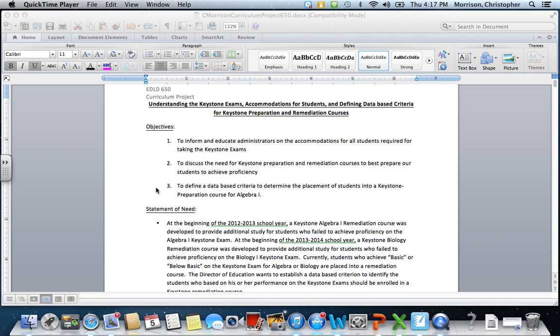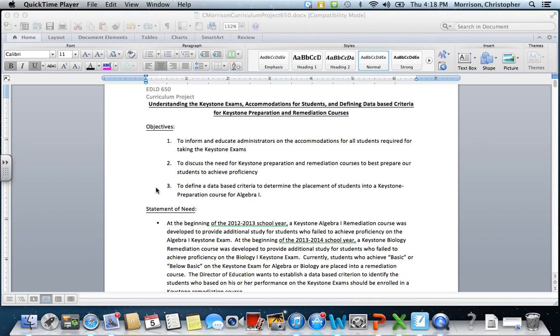For example, for Algebra 1, the minimum score for proficiency is a 1500. There were students who scored a 1496 and are in the basic category. So using different data, a system was developed to determine what students should receive the remediation course and what students may benefit not from the remediation course but from alternative sources of remediation.